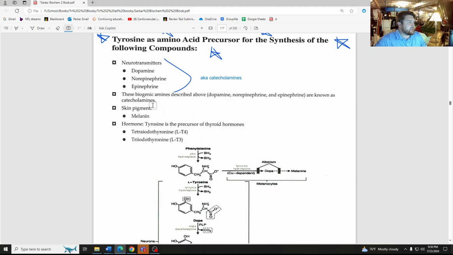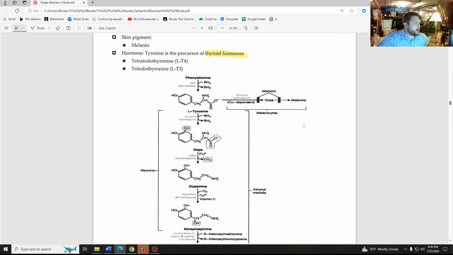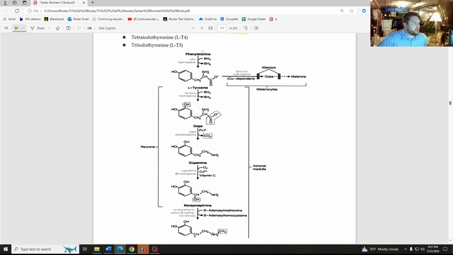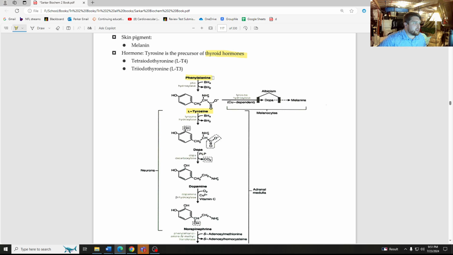And we also do skin pigment with the melanin. And then, of course, tyrosine is the precursor of our thyroid hormones. And as we know, this specific professor does like thyroid hormones, so more than likely that is going to pop up. So we can see right here, phenylalanine. Even taking a step back from tyrosine, even a step before that, we have phenylalanine. So that'll probably play a role in this as well.